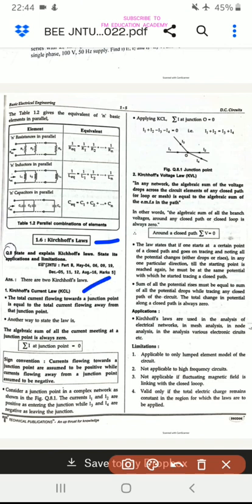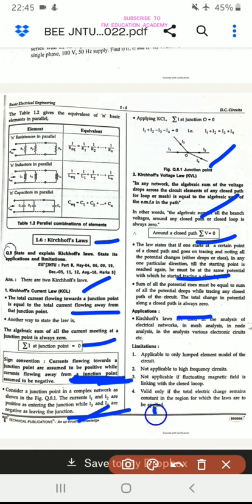So Kirchhoff's current law, you'll define. Then you'll write this definition. Sign convention: you should also write about sign convention. Why? Because that also carries 2 marks. Since it is an 8-mark question, you should write what is sign convention. Then explain this. Then Kirchhoff's voltage law, then this formula, then applications and limitations.